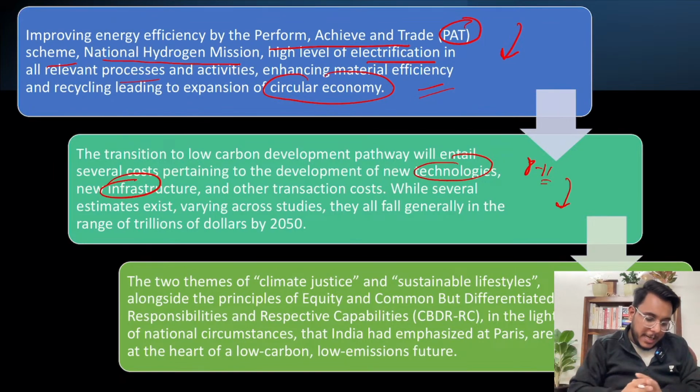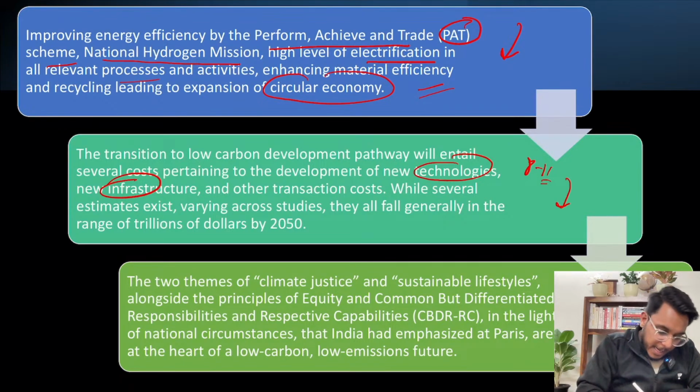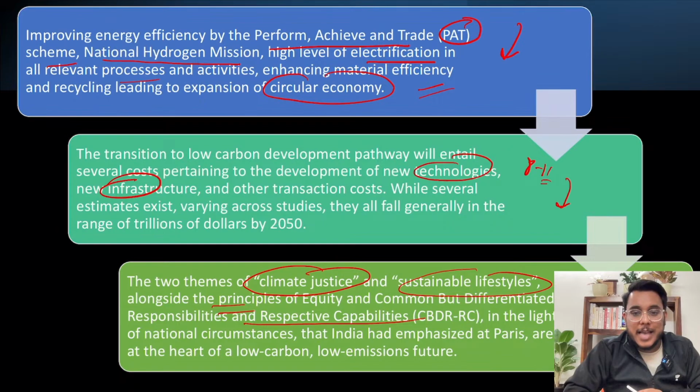Now, throughout the climate negotiations, climate justice, sustainable lifestyle principles, and common but differentiated responsibilities have been the principles that India has pitched again and again. So this is, guys, all about this particular article.